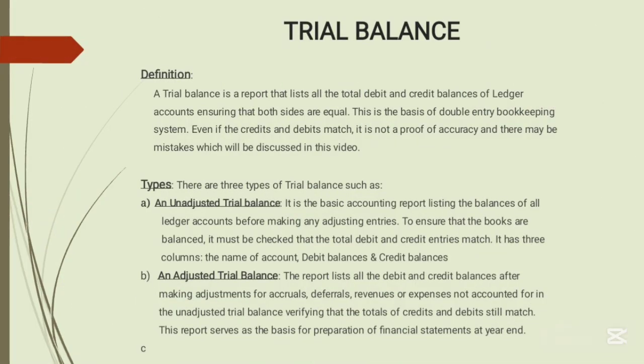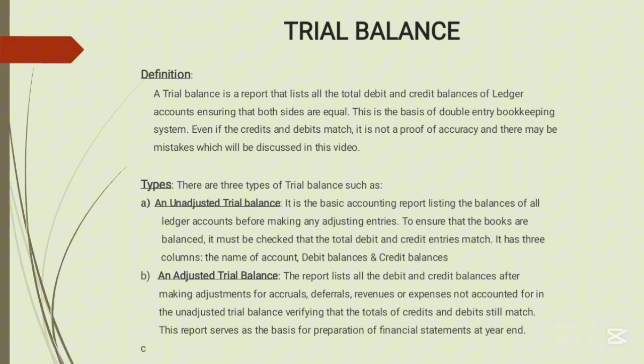Trial balance. Definition. A trial balance is a report that lists all the total debit and credit balances of ledger accounts, ensuring that both sides are equal. This is the basis of the double-entry bookkeeping system. Even if the credits and debits match, it is not a proof of accuracy, and there may be mistakes which will be discussed in this video.